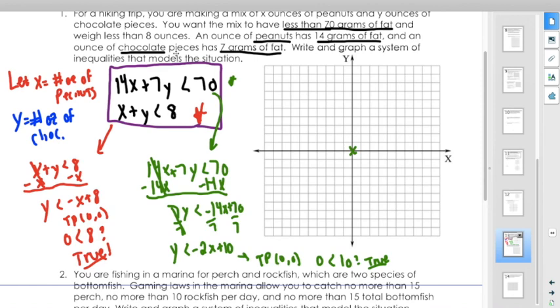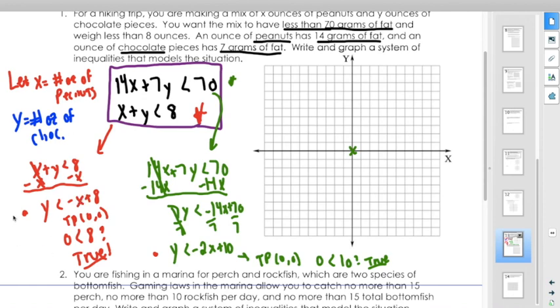So now we can go about graphing our equations. So I'm going to graph this one, and I'm going to graph this one. Doesn't matter which one you do first. Let's just go ahead and do this one because it's the first one I see. So I have a slope of negative 1 over 1.